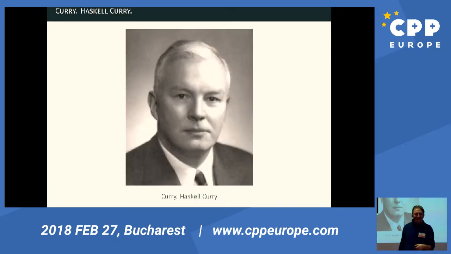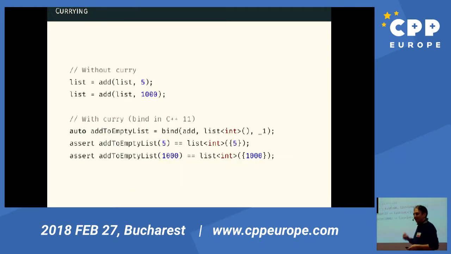This is Curry, a mathematician who was so cool that they named two things in computer science after him: Curry and Haskell. What currying means is basically, I want to create a new function from another function. I have a function with two parameters, but I want to bind one parameter to a value and get another function that only gets one parameter. And that's what currying is.